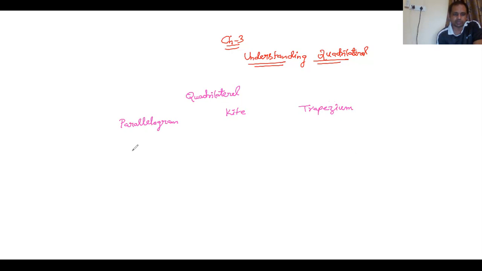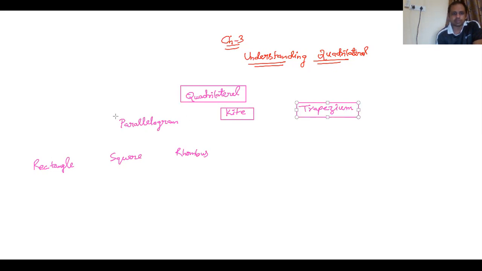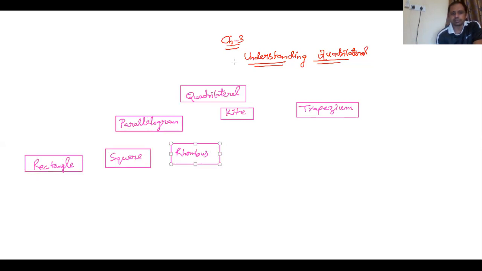Parallelogram is further divided into three parts, and that is rectangle, square, and rhombus. That means quadrilateral can be further divided into kite, trapezium, and parallelogram. And parallelogram is divided into rectangle, square, and rhombus. Right?